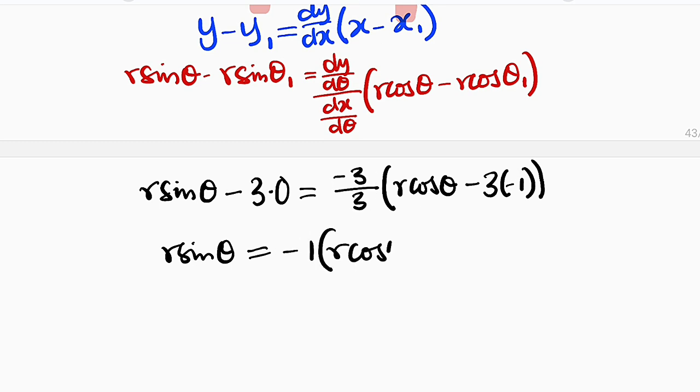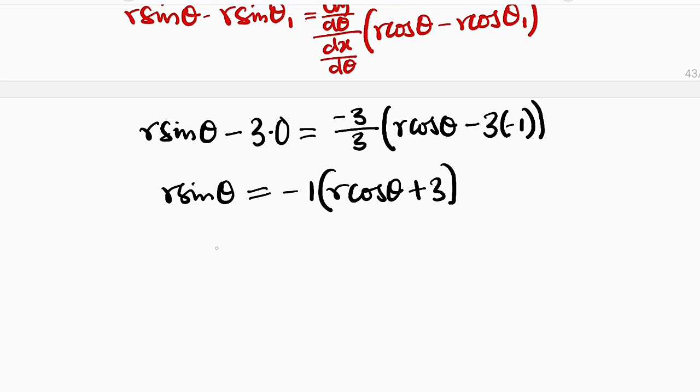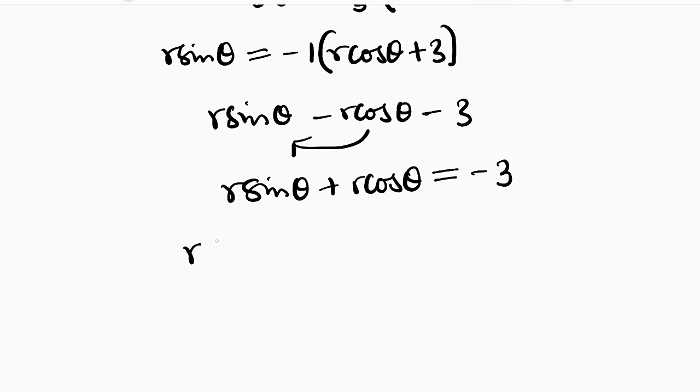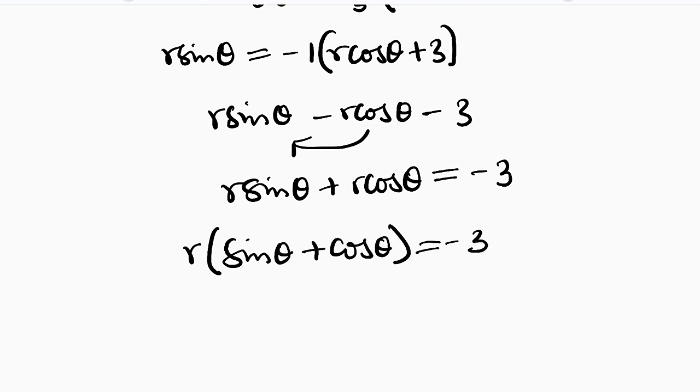R cos theta. Minus is plus, so we have +3 here. Using this minus sign, we can expand. We have r sine theta minus r cos theta minus 3. Take this one to the other side. We have r sine theta plus r cos theta equal to -3. Factor out r. We have sine theta plus cos theta inside. This is equal to -3.